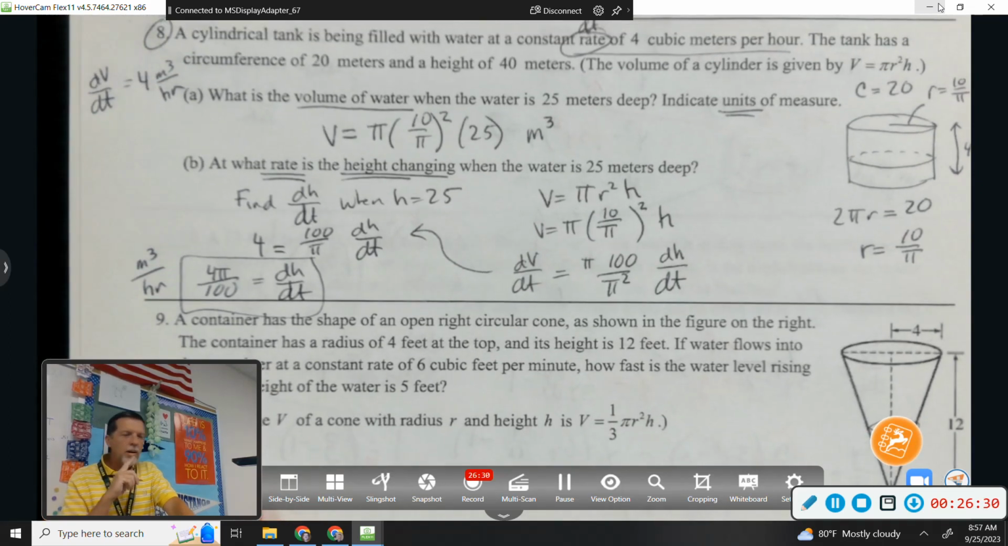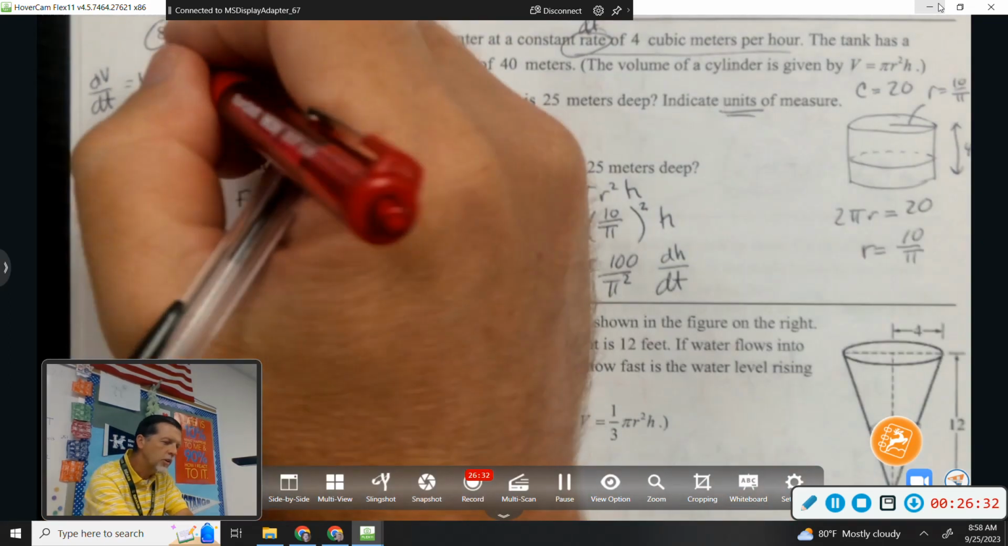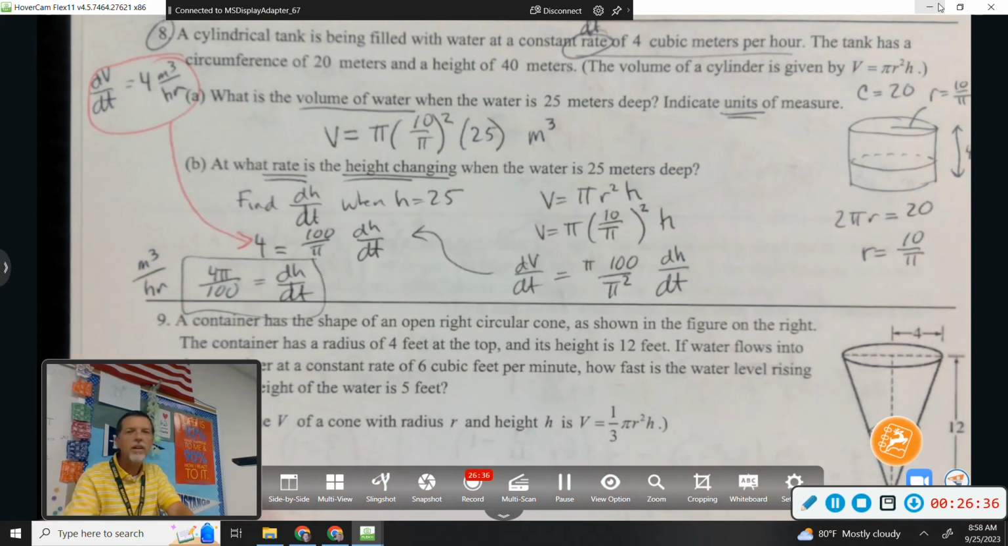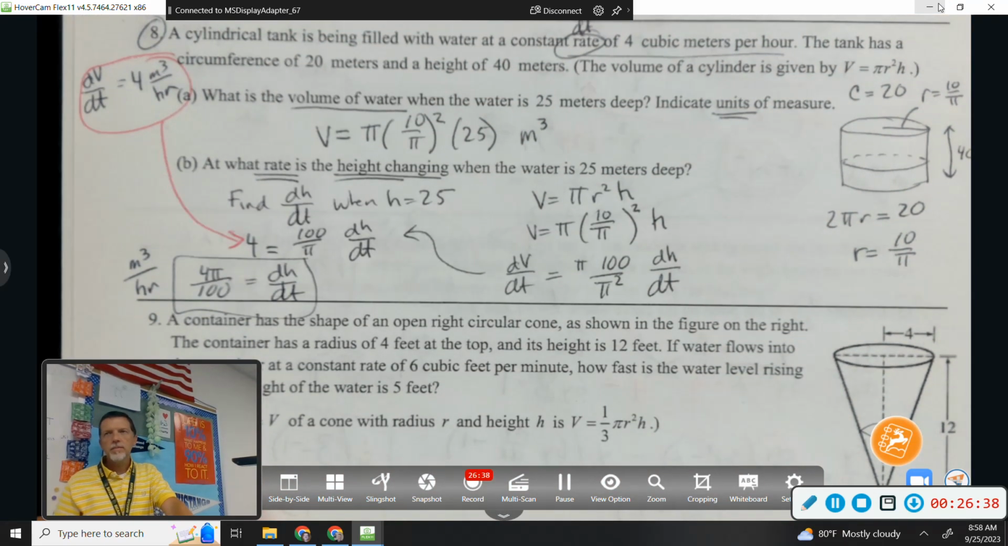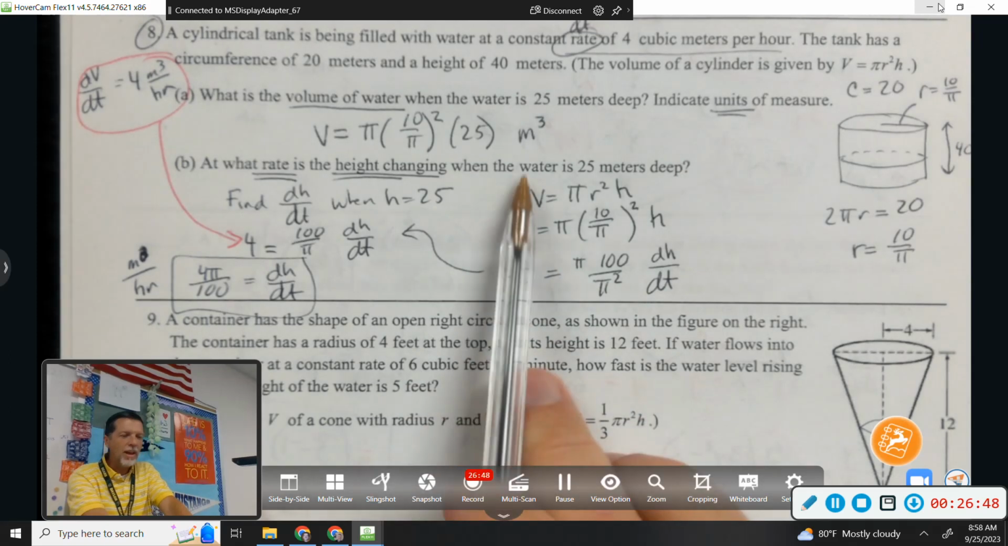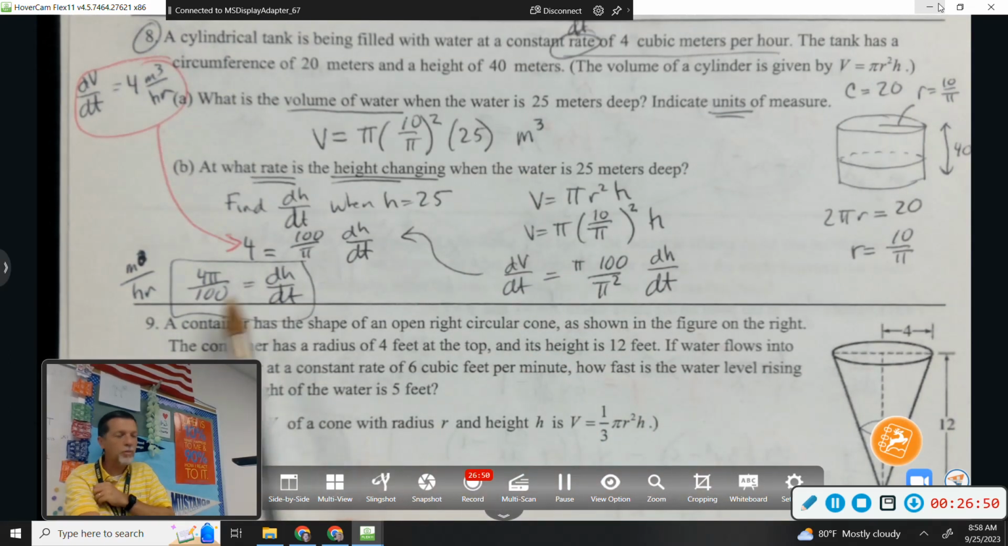They told us way long ago that dV/dt was equal to 4. Why is it meters cubed? It would just be meters, yeah. I think my brain was stuck on part A with volume, but yes, height would be meters.